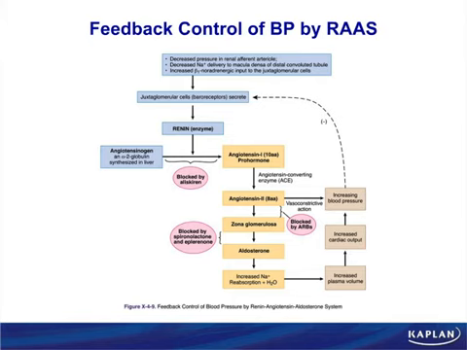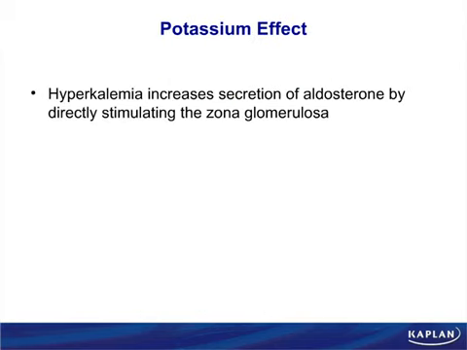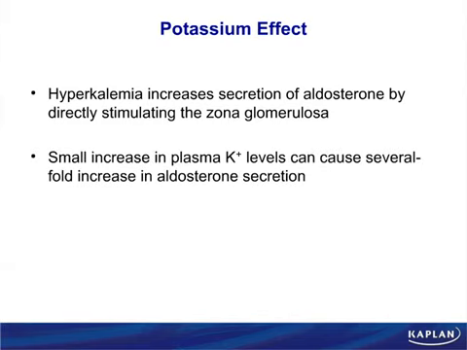Spironolactone and eplerenone block the formation of aldosterone as well as its effect. ARBs block the effect of angiotensin II. ACE inhibitors block the level of angiotensin II. Finishing out this section was to remind you that potassium increases aldosterone, and it does that so it will excrete potassium. A small increase in potassium is going to result in a big increase in aldosterone.